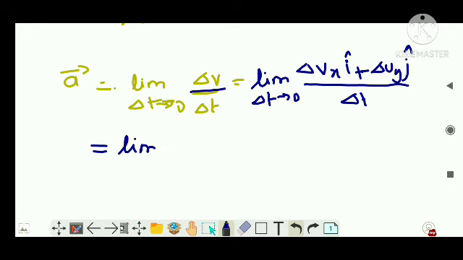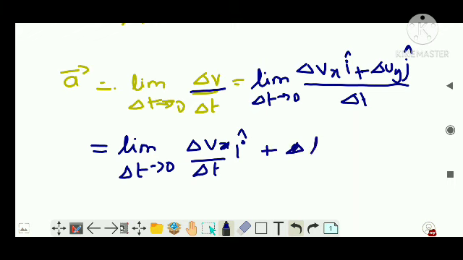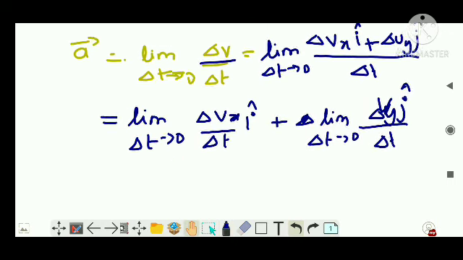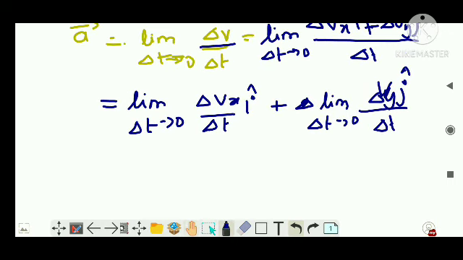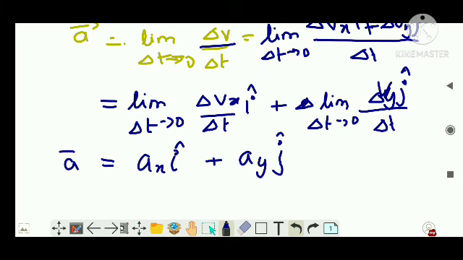Similarly, it is limit delta t tends to 0 of delta vx by delta t i cap plus limit delta t tends to 0 of delta vy by delta t j cap. Now what is the change in velocity in x direction by change in time as time approaches 0? It is the instantaneous acceleration in the x direction plus the instantaneous acceleration in the y direction. Clear?